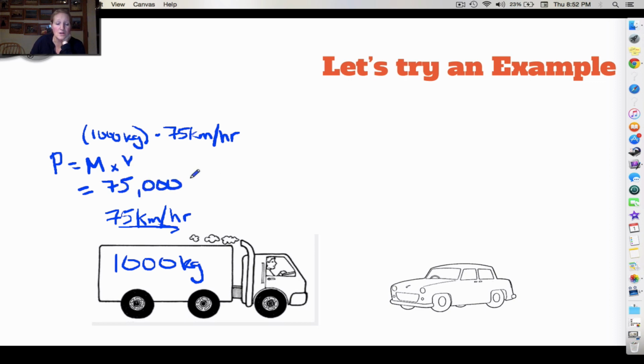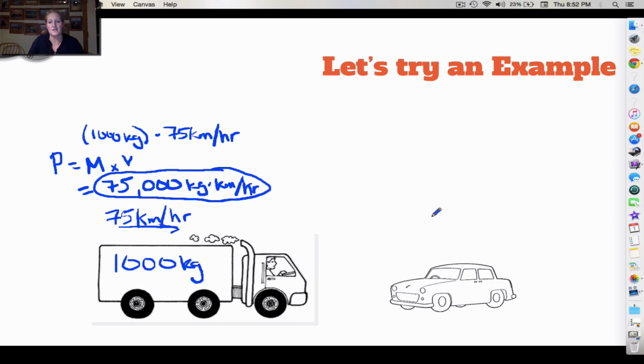What happens to our units? Really nothing does. You keep the kilograms, you keep the kilometers, and it's still per hour. Okay, so the momentum of this truck right here is 75,000 kilograms times kilometer per hour.